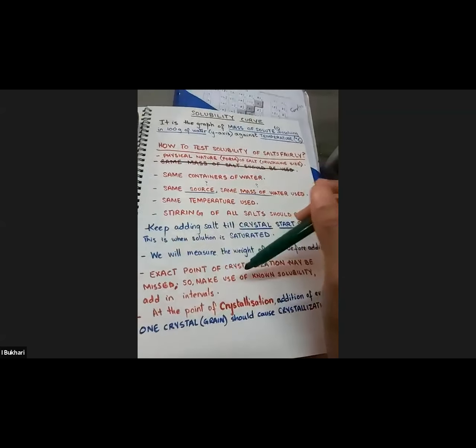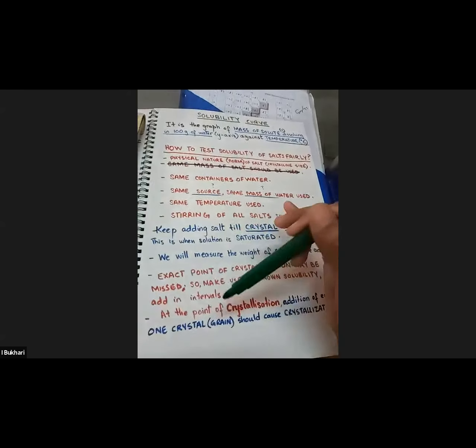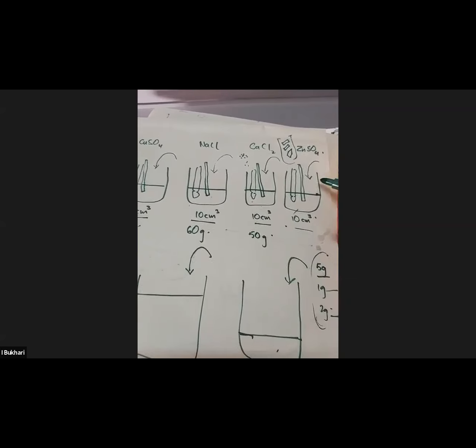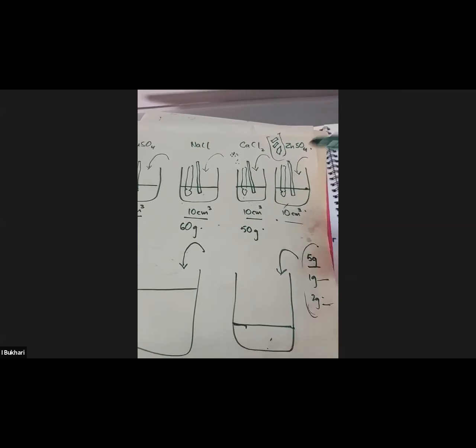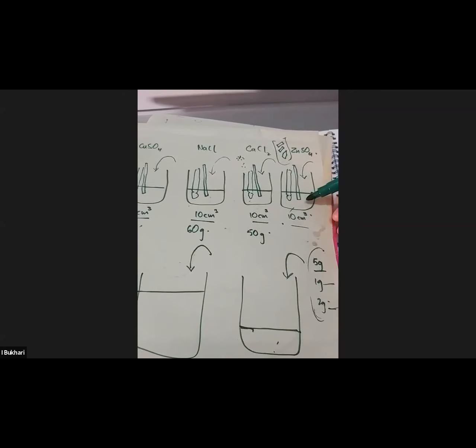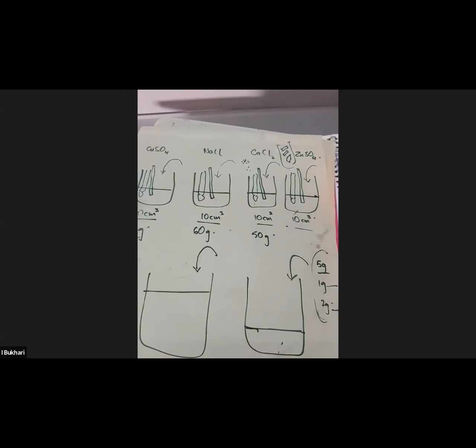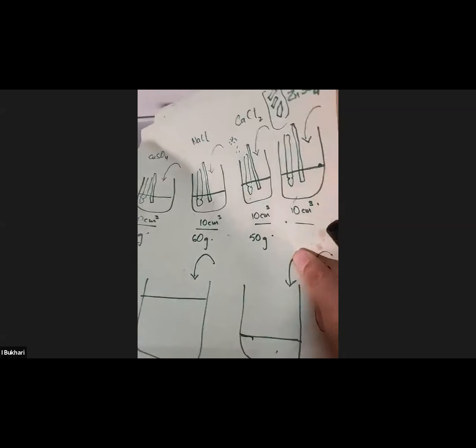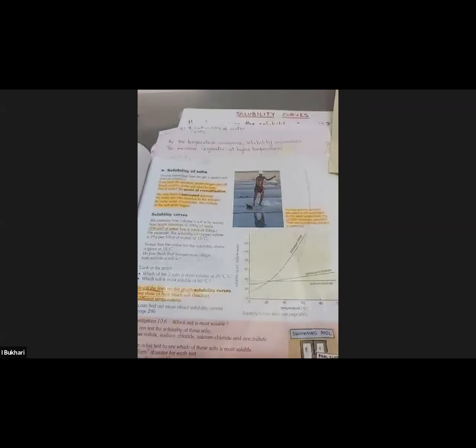So make use of known solubility at intervals. For example, there was a little crystal there, but you missed it because it was too small. And so, by accident, you added one more gram. And then when there was a bigger crystal, you saw it. So that's another possibility of a mistake. So you have to keep a vigilant eye. Okay, keep an eye out for even the smaller crystals.